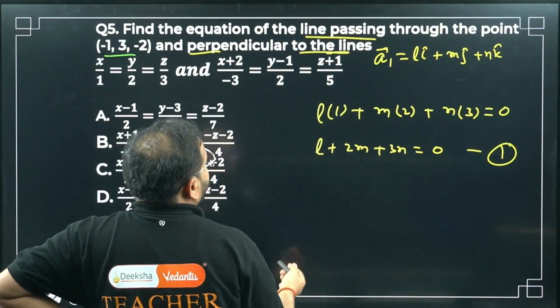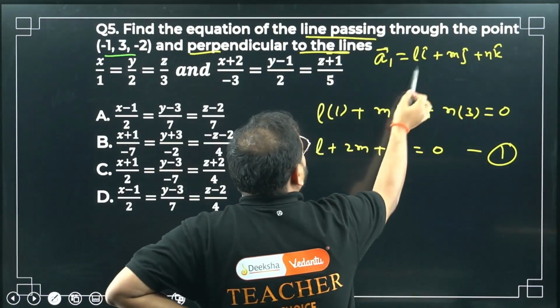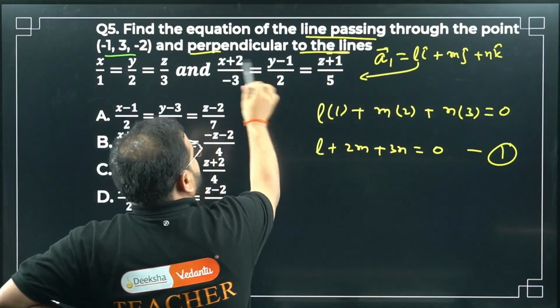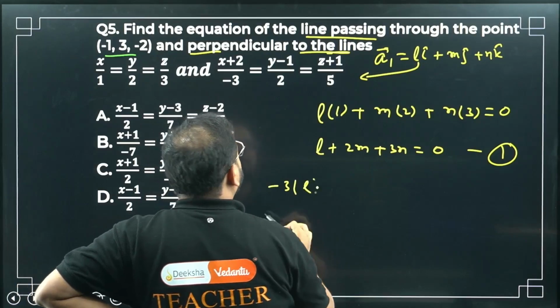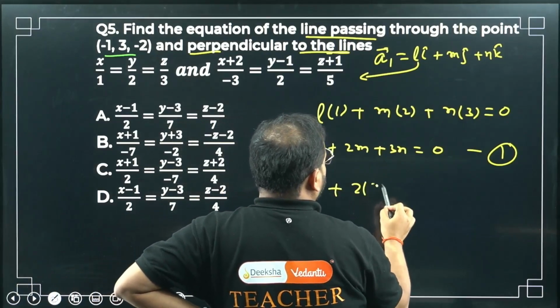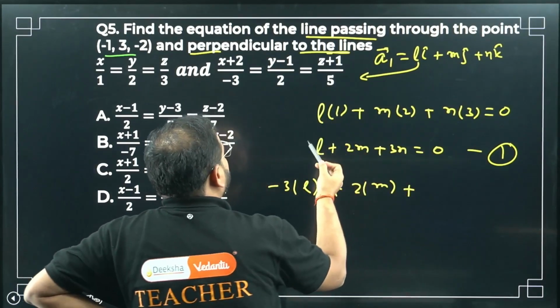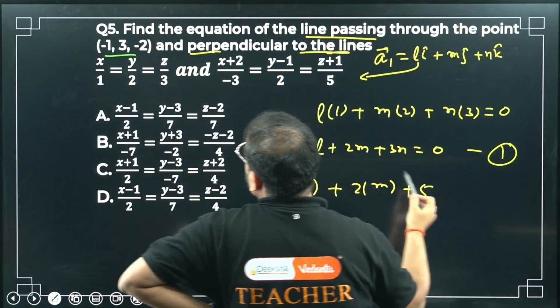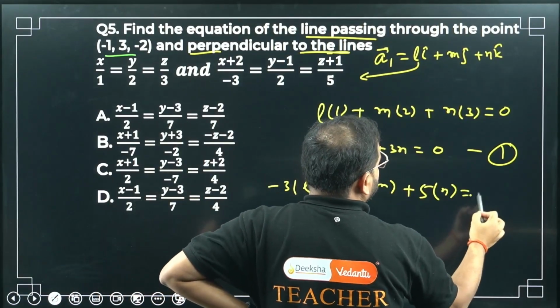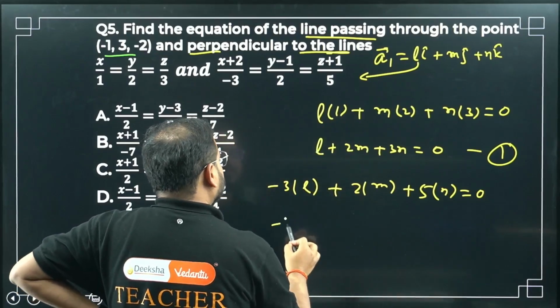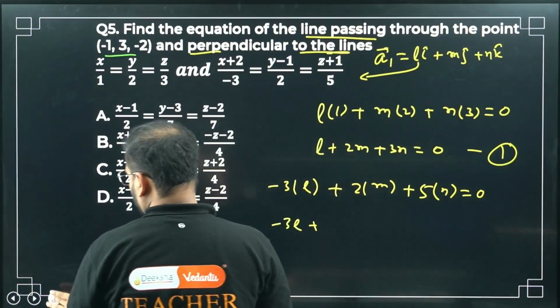Okay, second one. For the second condition, same thing, I'll use this second line. So minus 3 times L plus 2 times M plus 5 times N equals 0. So minus 3L plus 2M plus 5N equals 0. I don't have to write it over here.